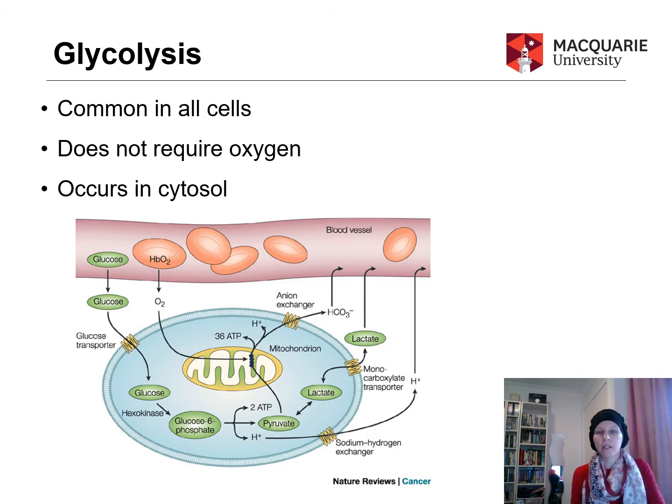If we have a look at your image here, you've got a cell depicted. Glucose comes out of the bloodstream and crosses the cell membrane through the glucose transporter into the cytosol of the cell. So glycolysis happens in the cytosol. Once glycolysis has produced pyruvate, and I will show you how that happens in a minute, the remaining steps to get the greatest amount of energy from that pyruvate involve the mitochondria. But for this video, we're talking about glycolysis, and that's occurring in the cytosol of the cell.